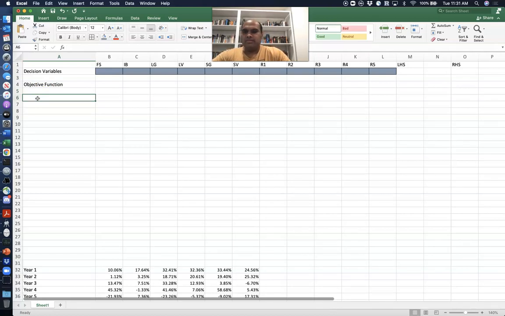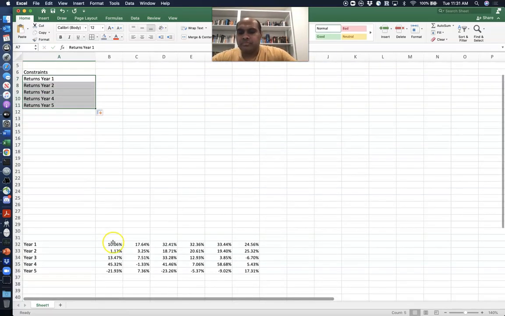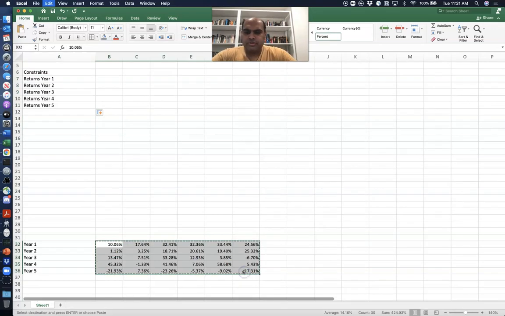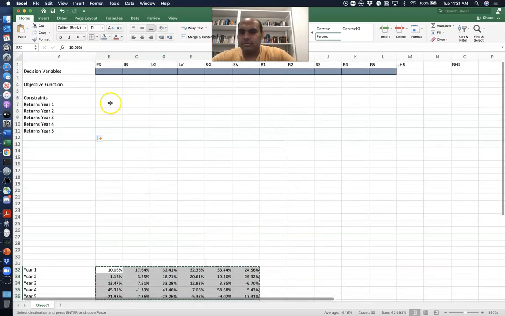Okay, next are the constraints. Now the constraints are all linear, so we're going to input the constraints the same way. The first 5 constraints are the returns for year 1, year 2, year 3, year 4, and year 5. So these are the percentages. I'm just going to copy the percentages over.